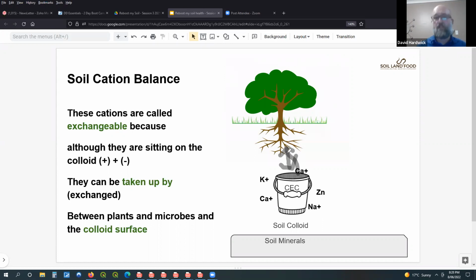It's what we call exchangeable because plants can grab some of those nutrient elements from that bucket, and bacteria can grab a nutrient element from that bucket. So it's kind of an active part of your soil for nutrient cycling. It's not the only part of your soil for nutrient cycling, but it's a really important one. But just as importantly, who is hanging in the front bar really can shape soil function. So that's another important thing that we're going to look at now.